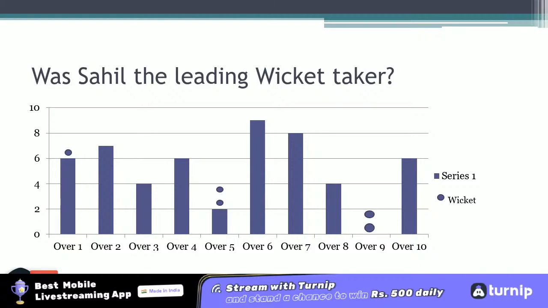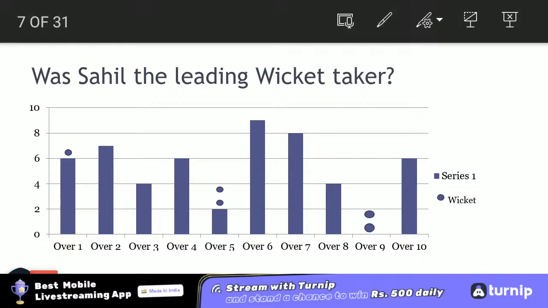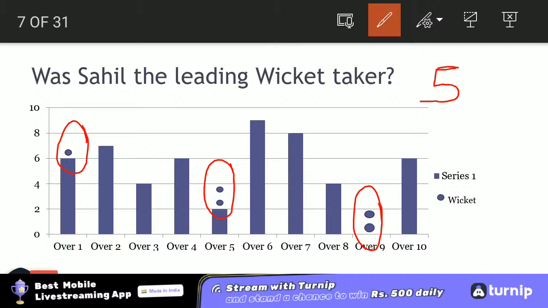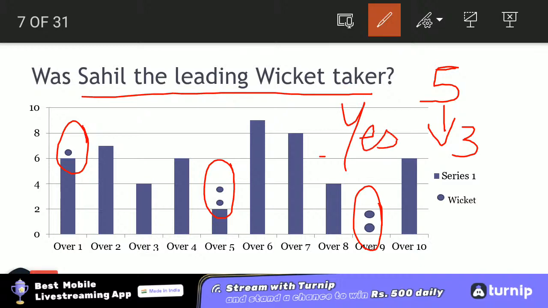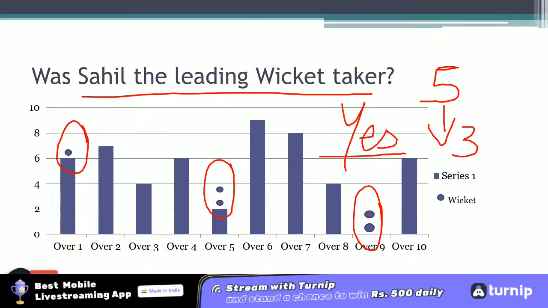Total, if we talk about the graph, there were 5 wickets taken. 2 and 2 and 1. That means 5 wickets were taken. And out of 5, how many wickets were taken by Sahil? 1 and 2, 3. So 3 wickets were taken by Sahil. So yes, Sahil was the leading wicket taker if we talk about it. Great. This was just the simple question, the basic one.